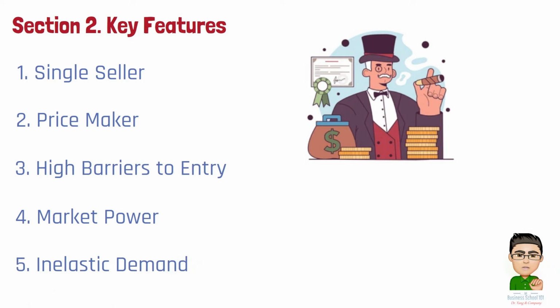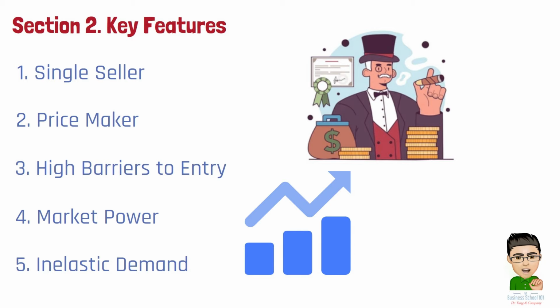Number 5. Inelastic demand. The products or services provided by a monopoly often have inelastic demand, meaning that consumers are less sensitive to price changes and will continue to purchase the product even at higher prices. This inelasticity can be due to the lack of substitutes or the essential nature of the good or service.